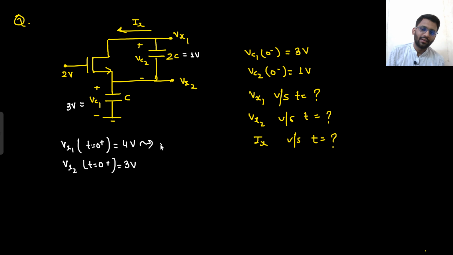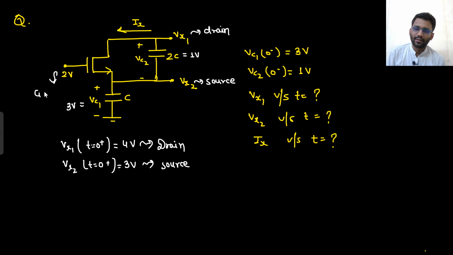So this will be your drain and this will be your source. And this is certainly the gate. What is your VGS value? 2 minus 3, which is equal to minus 1, which is less than VT. MOS never turns on.